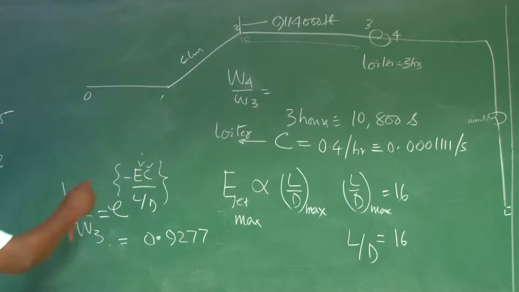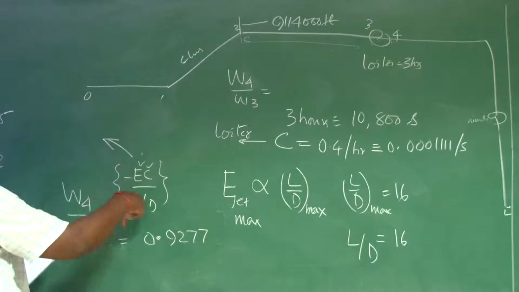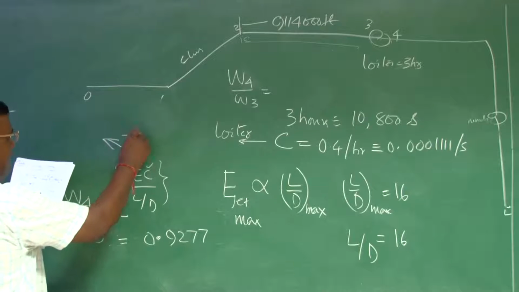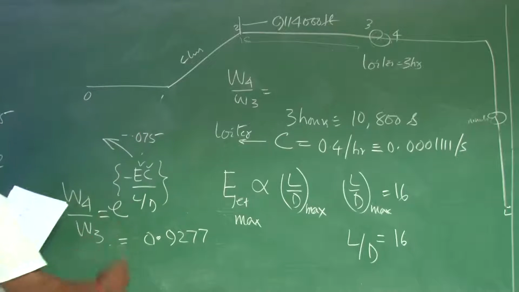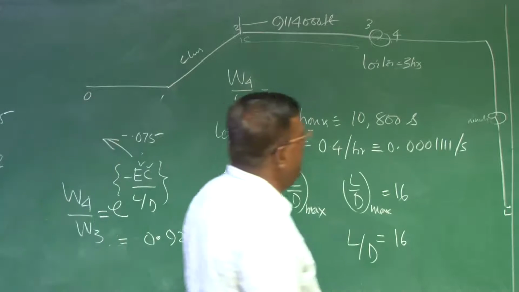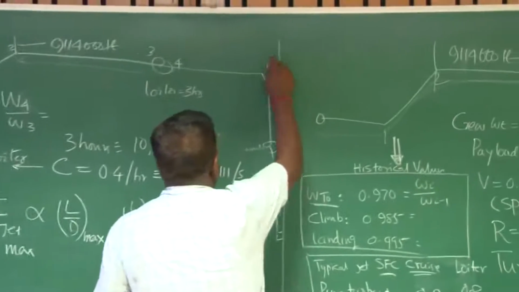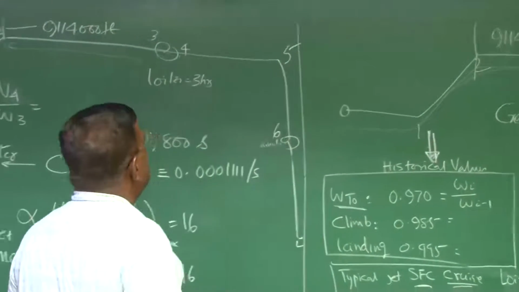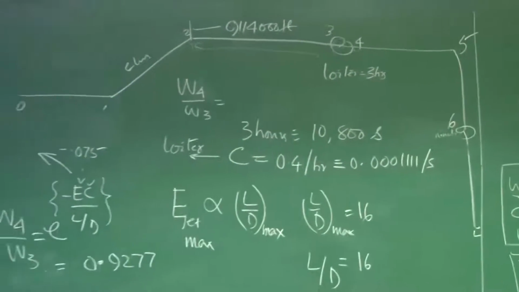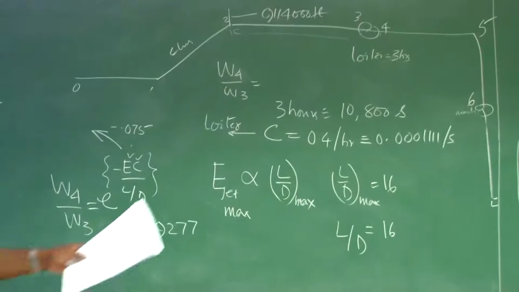Okay, just to give you this value, this whole thing in the bracket should come minus 0.075. So W4 by W3 is known. Now we want W5 by W4. W5 by W4 is what? What is the operation from 4 to 5?